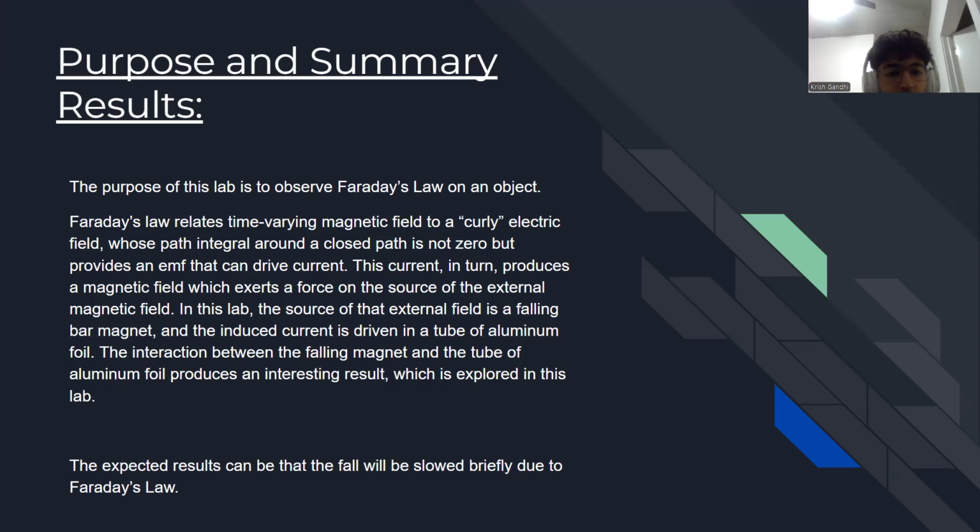The current consequently creates a magnetic field, which will put a force onto the source of the external magnetic field. In the lab, primarily though, the source of the external field is a falling bar magnet, and the induced current is driven in the tube of aluminum foil. The interaction between the magnet and the tube creates an interesting result, which we'll see later. The expected results can be seen in how the fall will be slowed briefly because of Faraday's law.